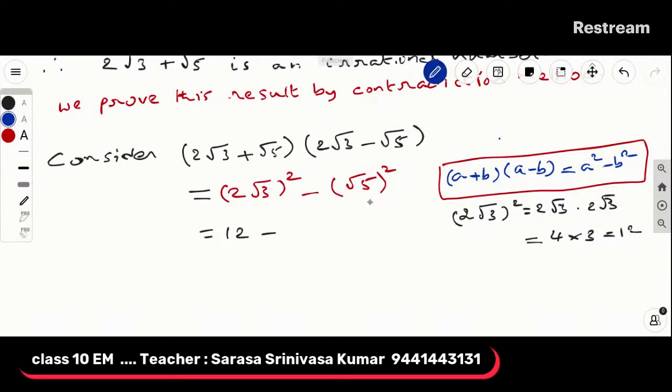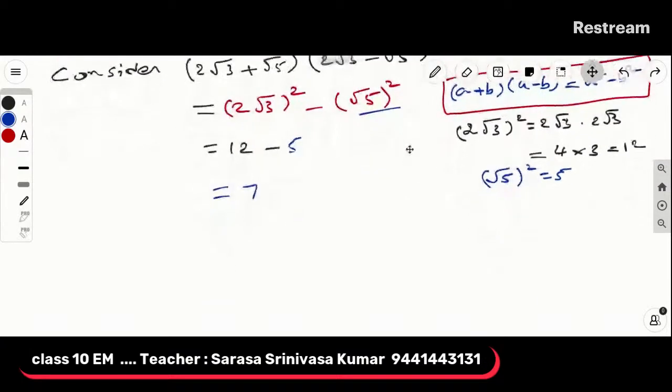Here, what is the value of (square root of 5) whole square? (Square root of 5) whole square equals 5. So we can write here 5. Finally we got 7. So (2 square root of 3 plus square root of 5) multiplied by (2 square root of 3 minus square root of 5) equals 7, and it is a rational number.